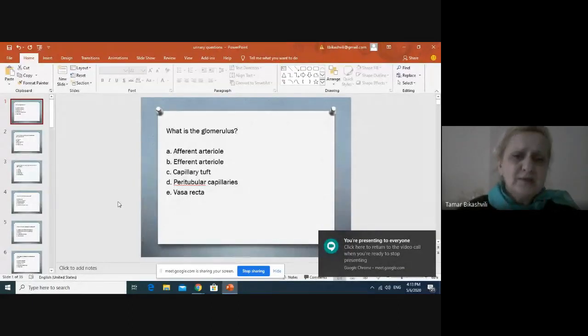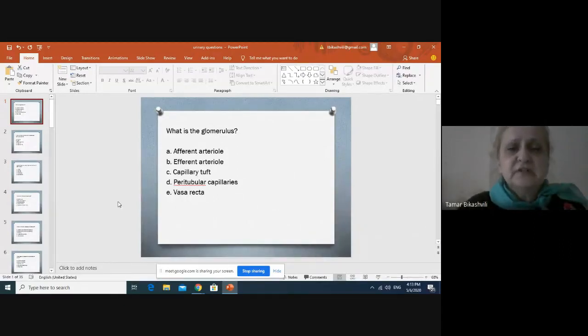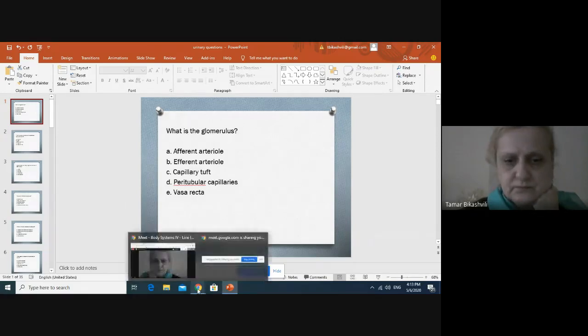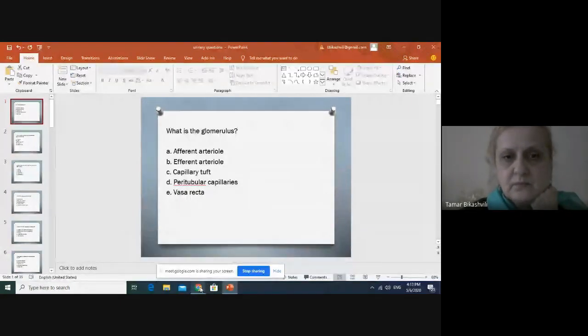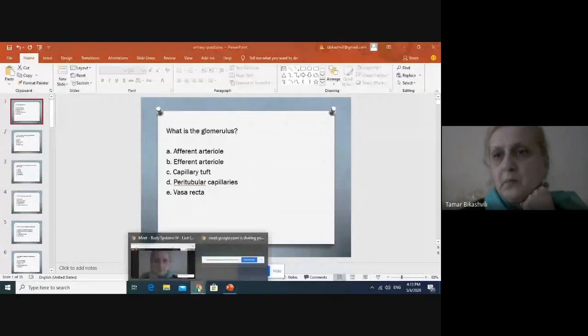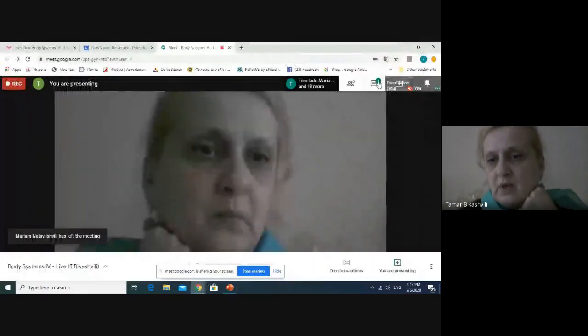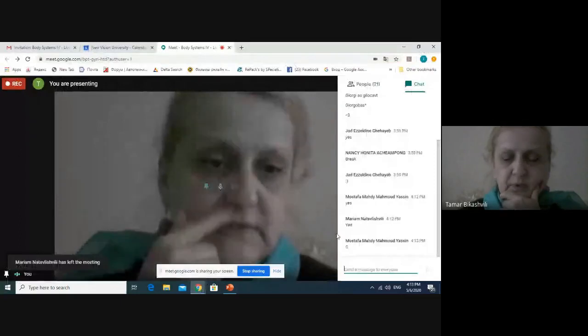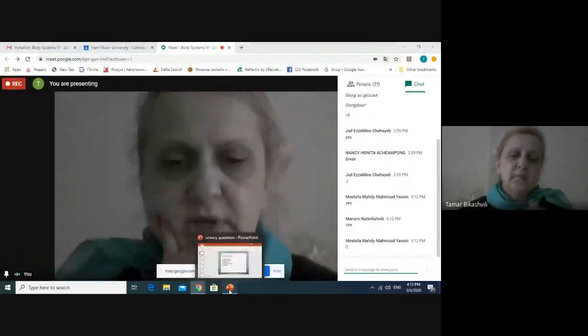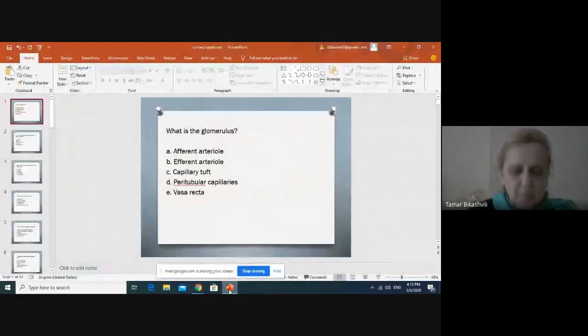Okay, so what's the glomerulus? This is afferent arteriole, capillary tuft, vertebral capillaries, or vasa recta. C. Yes, answer is C. Capillary tuft. Yes, glomerulus is capillary tuft.